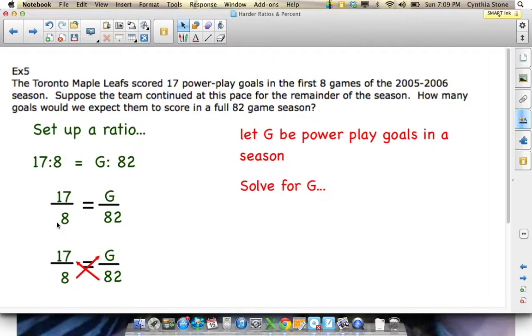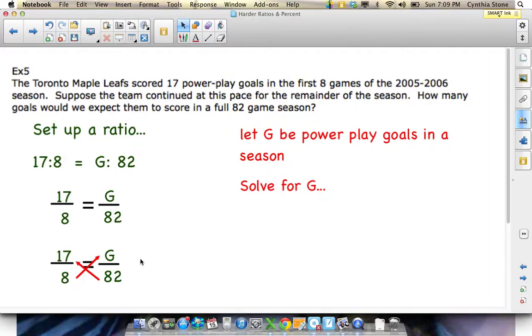That's the most important thing. It would be okay to have it flipped. It would be okay to have 8 over 17 and 82 over G, as long as you have both goals parts on the top and both number of games on the bottom.